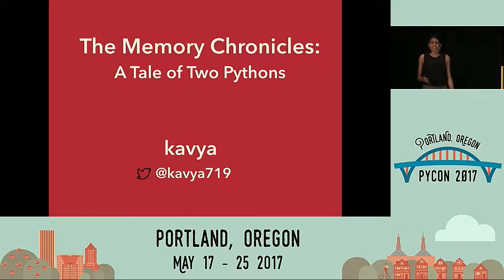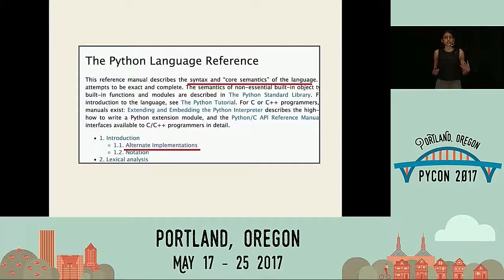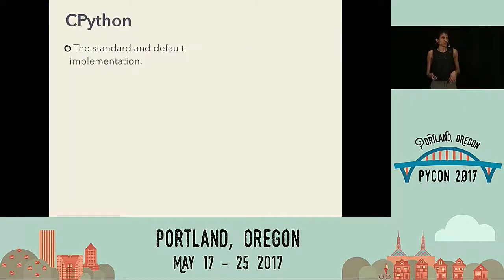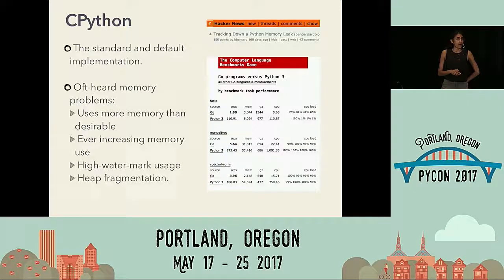My name is Kavya, and today I'm here to talk about memory use in Python, specifically why and how different flavors of Python, different implementations, have vastly different memory profiles. So first things first, what do I mean by different flavors or implementations of Python? These are simply different implementations of the Python language spec, right? The one we've all heard of is CPython, which is the standard, the default implementation, the Python that we all use and love. Unfortunately, CPython has somewhat of a bad rep when it comes to its memory use, right?